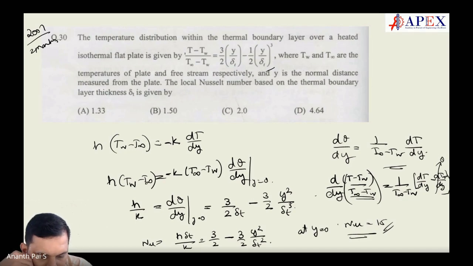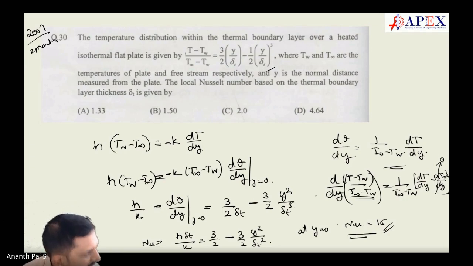Delta T is along y direction. Thermal boundary layer is along y direction. Yes. But normally Nu, this is Nu delta, Nusselt number with respect to delta. Nusselt number, just like Reynolds number, can be with respect to diameter, can be with respect to length. These are non-dimensional numbers. You have to specify with respect to what it is. Getting that?